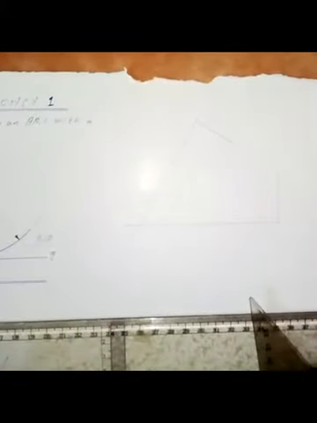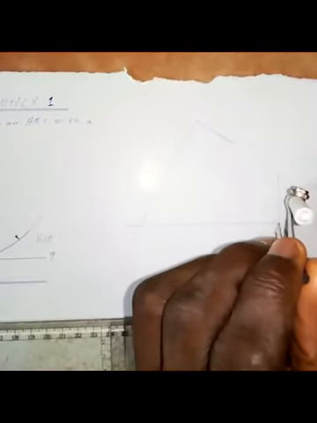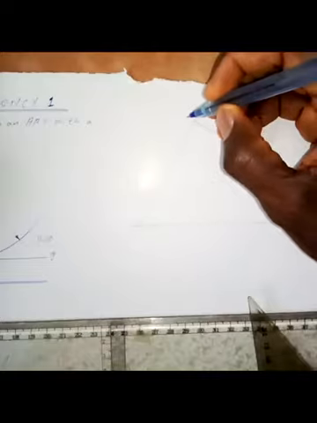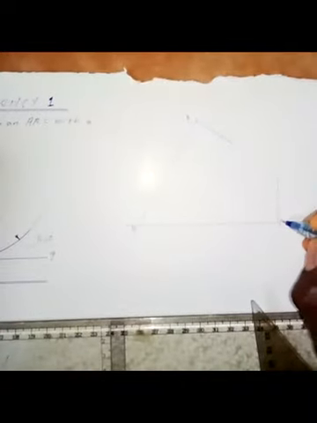Okay, so I'm still using 20 mm. I will take my 20 mm, put it at this point, make an arc here, and then bring it to this point here and make an arc on this line. So let's call this line OA. This is point O, and this is point B.